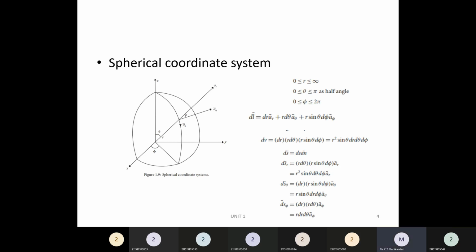Then you will have the spherical coordinate system. Assume a ball. In a ball you will have the radius, phi and theta. Theta is the subtended angle, and phi is the angle of rotation.